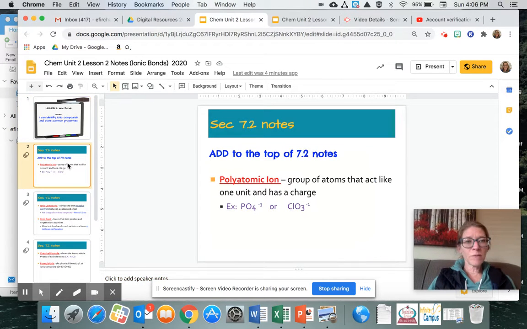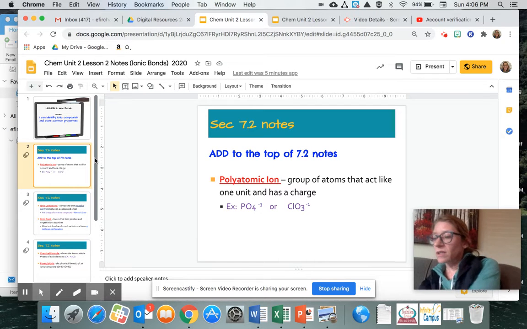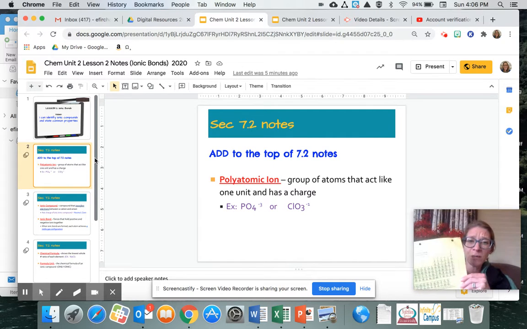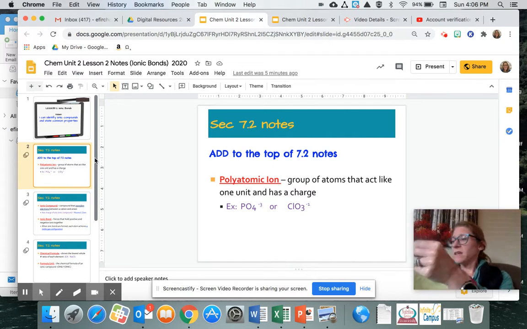There is one term that I'm going to have you add to the top of your notes. I know there's not a whole lot of room, but the term polyatomic ion. So poly means many, and a polyatomic ion is a group of atoms that act like one unit that will have a charge. So in your yellow packet, you actually have a list of several polyatomic ions.